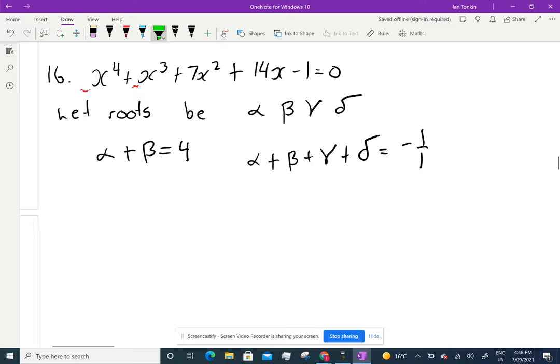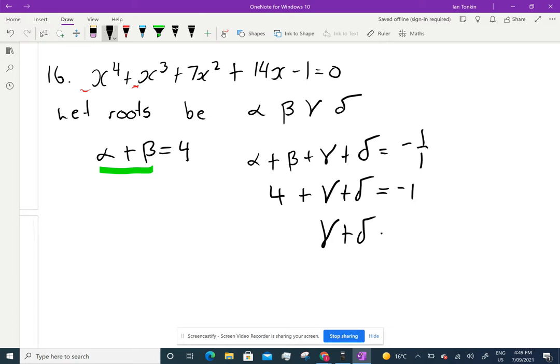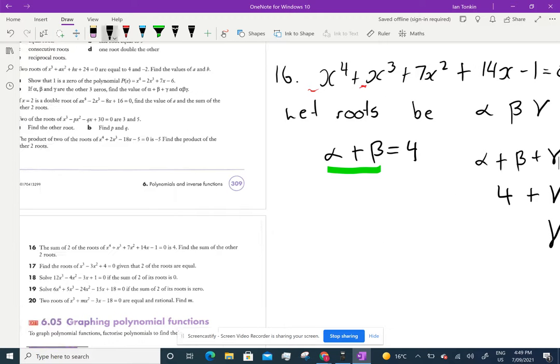But I also know alpha plus beta, the sum of two of the roots, is 4. So I can put 4 plus gamma plus delta equals minus 1. Take that 4 over the other side, and gamma plus delta equals minus 5. So the sum of the other two roots is minus 5. So that's question 16.